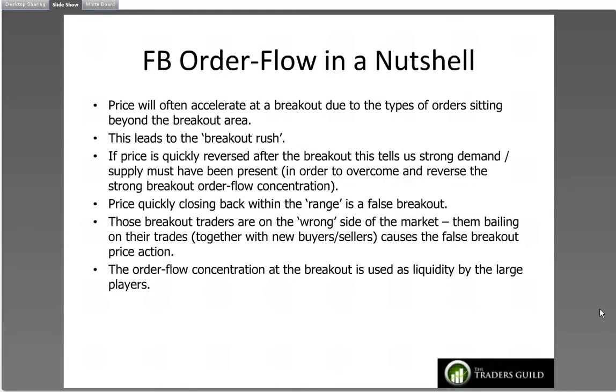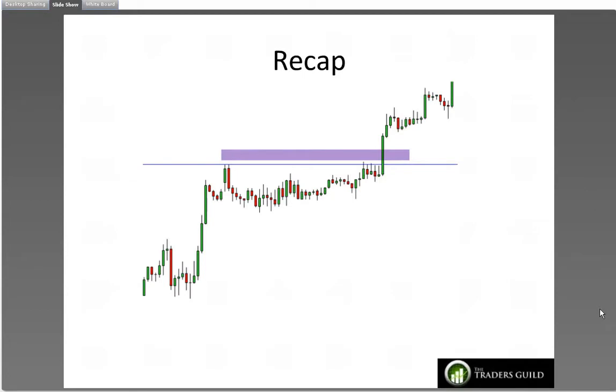Okay. And lastly, the order flow concentration at the breakout is used by the large players as liquidity. That buy-side order flow is essentially large liquidity, which can be used by the large players who are looking to short up here. They've got large buy-side liquidity to get their shorts in without getting slippage, for example. And that's pretty much, in a nutshell, what a forced breakout is.